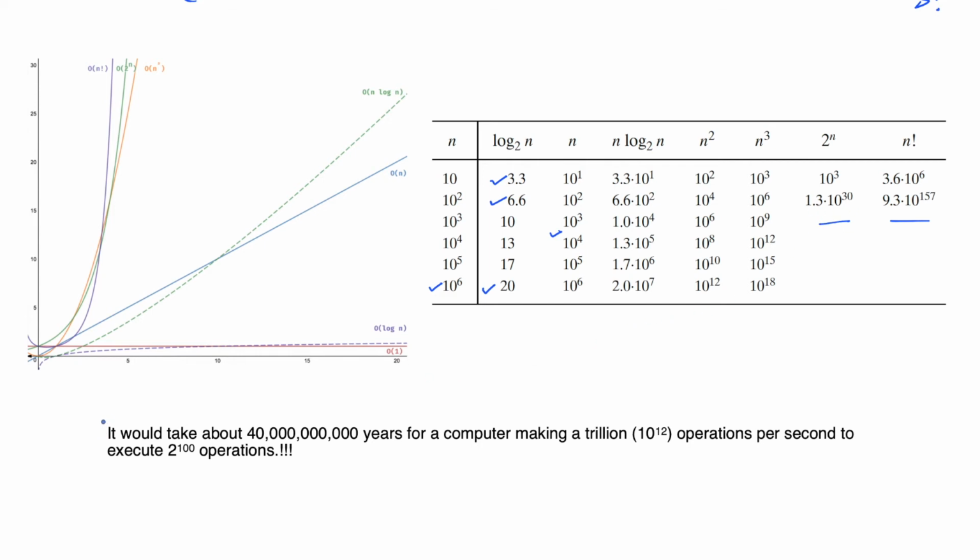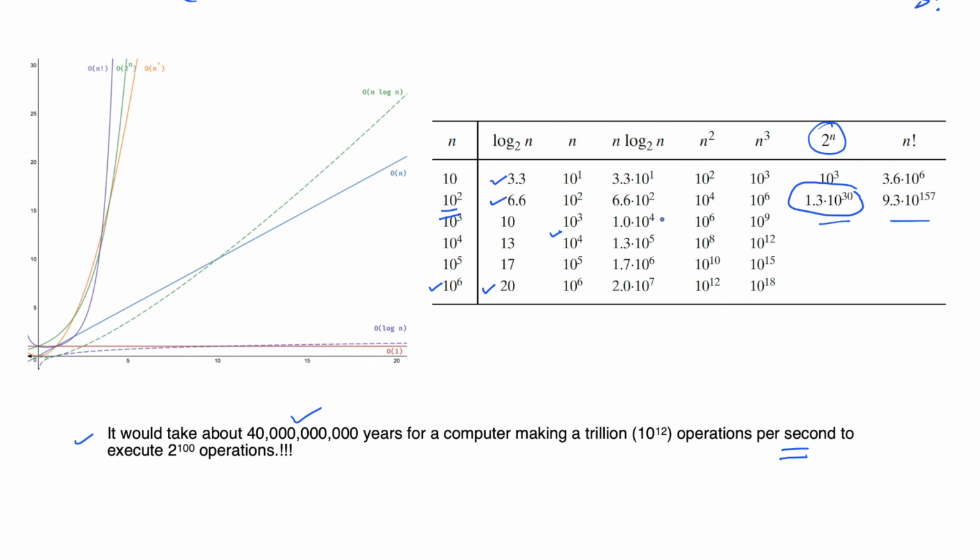To get an idea about the size of these numbers, I have given that it would take about 40 billion years for a computer making a trillion operations per second to execute 2^100 operations. Even though the computer performs a trillion operations in a second, if the input size is 100, the algorithm will take a time of 40 billion years. So we will not be able to wait for such a long time.